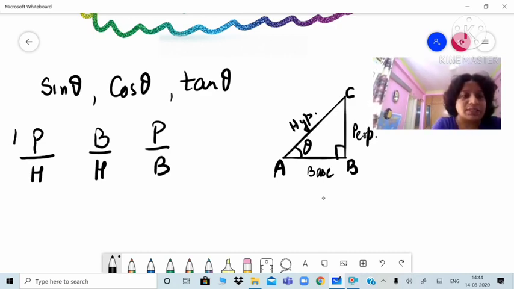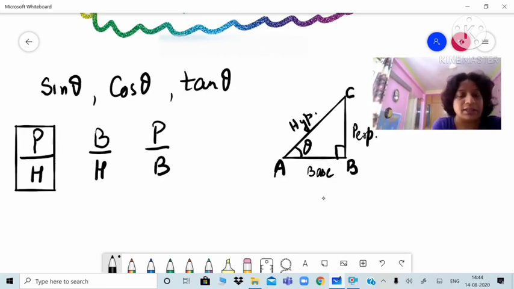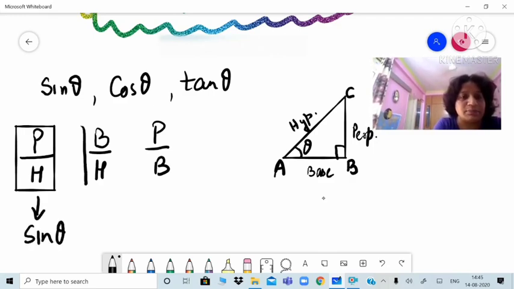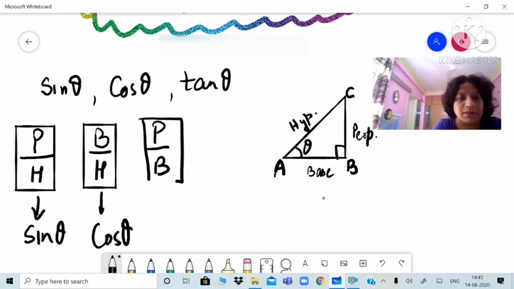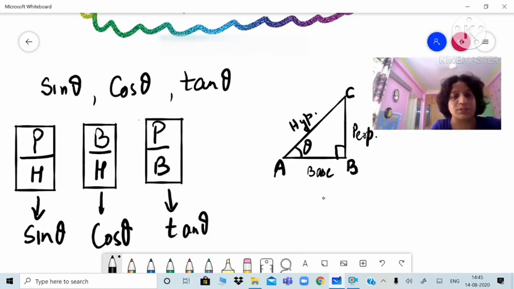So if we are just saying over here, first is P by H, that is your sine of the angle. Next is B by H. B by H is cos of the angle. And next is P by B. So P by B is your tan of the angle, that is tan of theta.